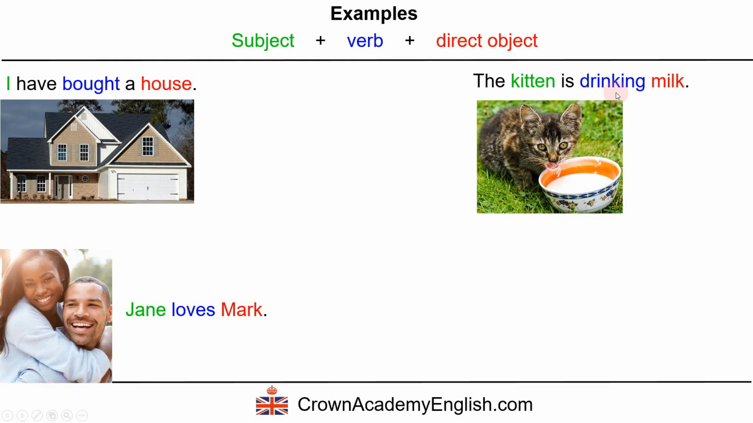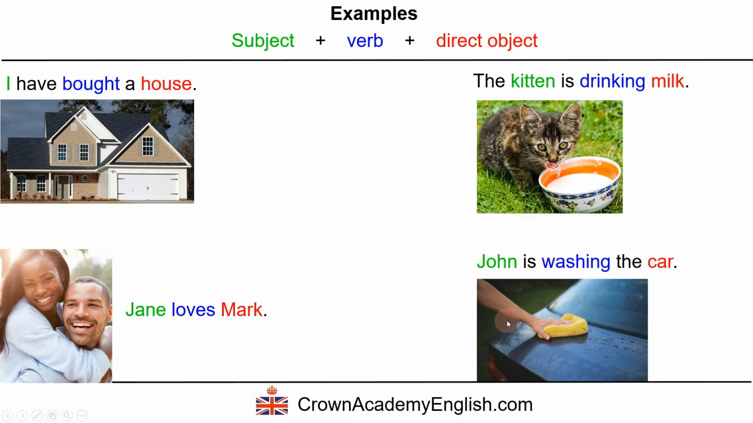The kitten is drinking milk. What is the kitten drinking? The answer, milk, the direct object. John is washing the car. What is John washing? The answer, the car, the direct object. Subject, verb, direct object.